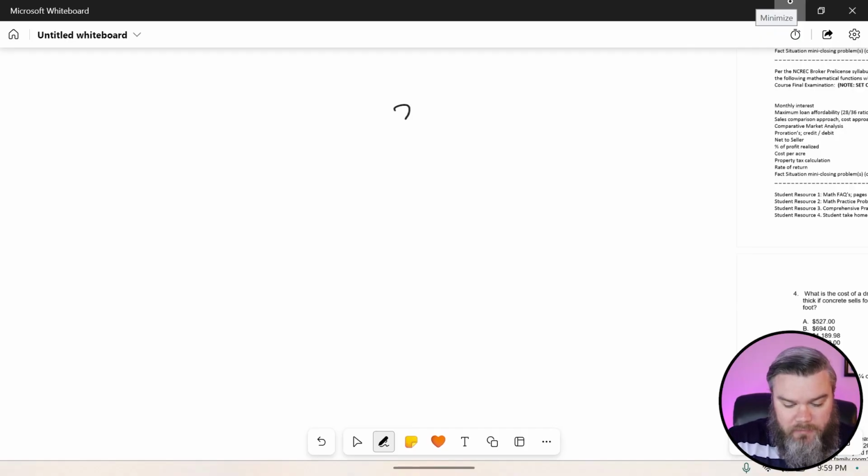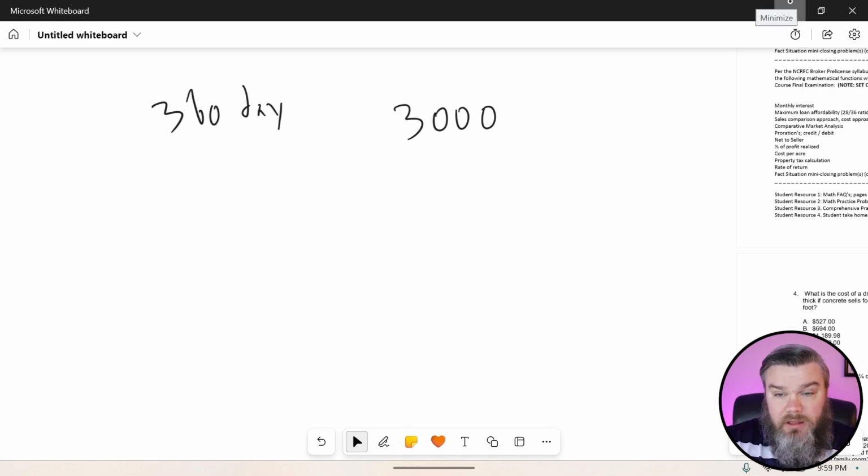And so let me give you an example of what this might look like. If we were dealing with, let me just find some blank space here. If we were dealing with a $3,000 tax bill, and we were dealing with a 360-day year, and let's say that the buyer was purchasing the seller's house on March 7th. Okay, so we've got a little bit of information here.